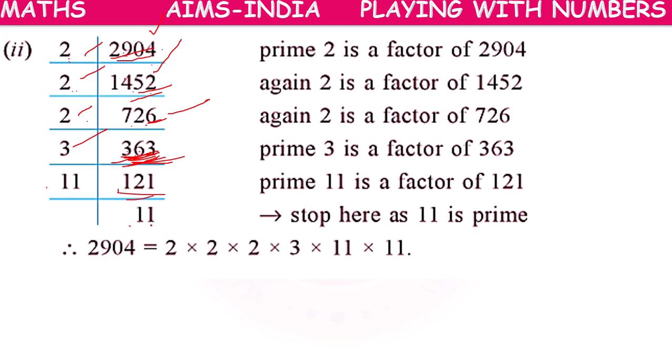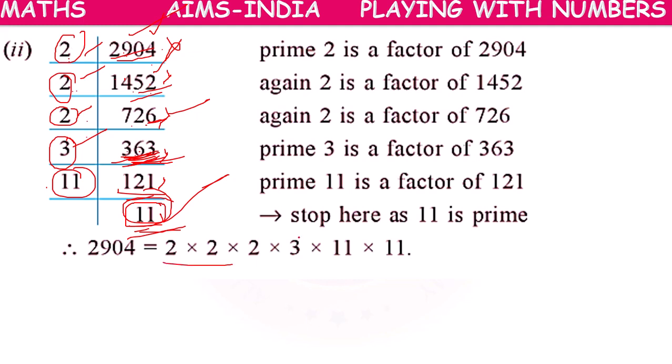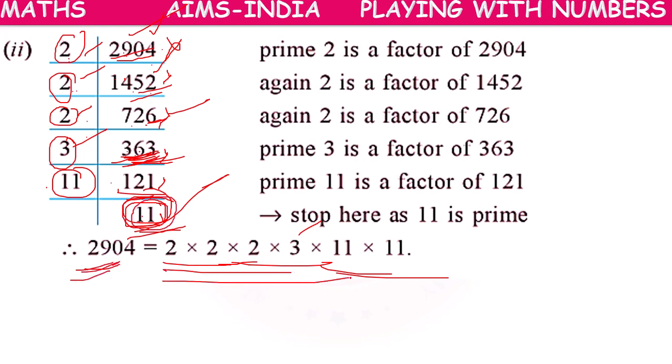So 11 times 121. So here in 2904, these are not prime numbers, but 11 is a prime number. So we are stopping our division process. Up to here, whatever numbers we got on the extreme left side are all considered as factors of the given number. So 2 three times, next 3 one time, 11 two times. This last prime number also we have to consider in the prime factorization. So 2904 prime factorization is this one.